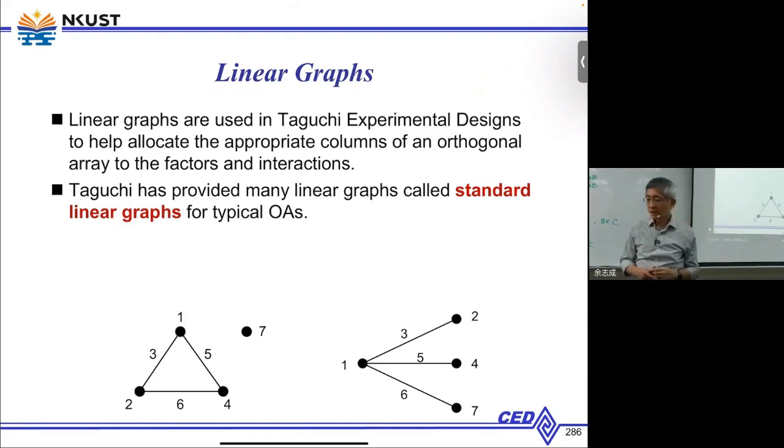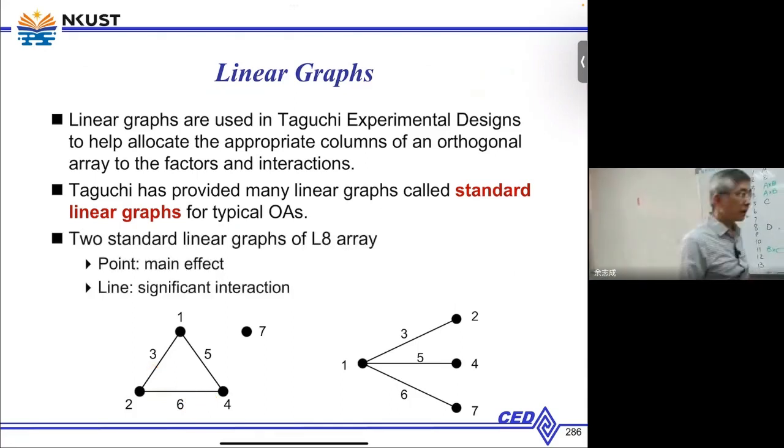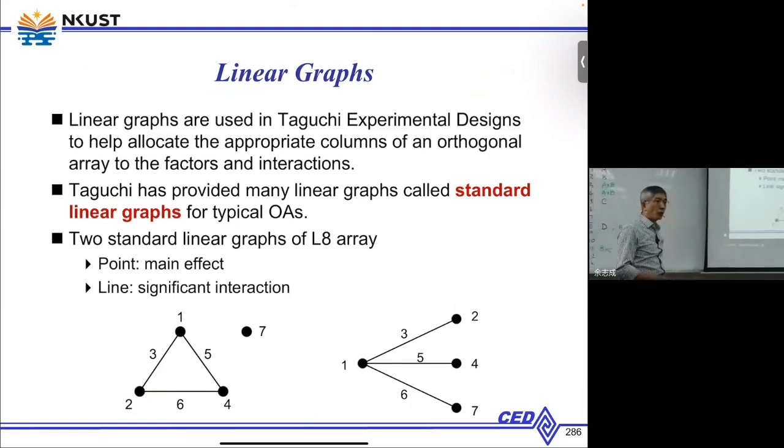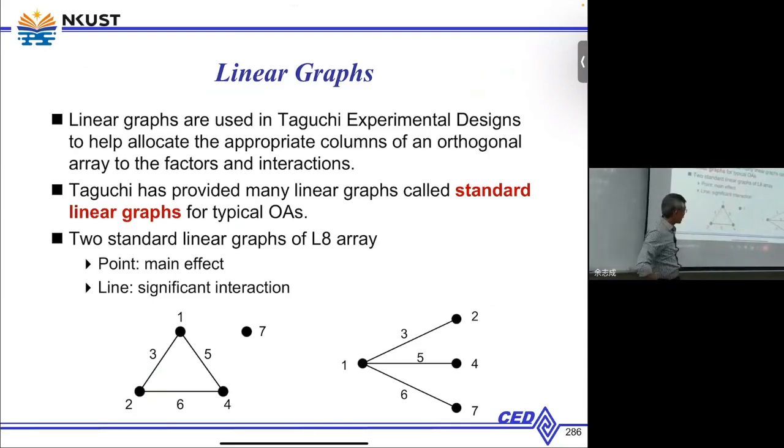Let's see how to understand this linear graph. It is composed of dots, right? Dot, and also line, this line. Here, the dot or the point stands for the main effects, which means that you need to assign your factors to some of the dots. And what is the line? The line will represent the interaction between these two dots.